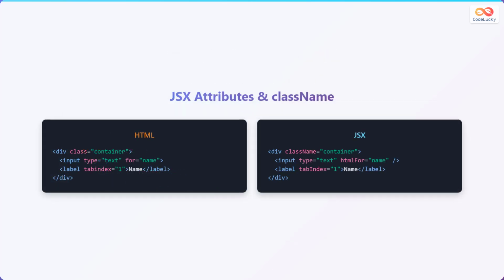In JSX, some attributes have different names compared to HTML. For instance, use className instead of class, htmlFor instead of for, and attribute names are written in camel case. This ensures compatibility with JavaScript syntax and avoids naming conflicts.